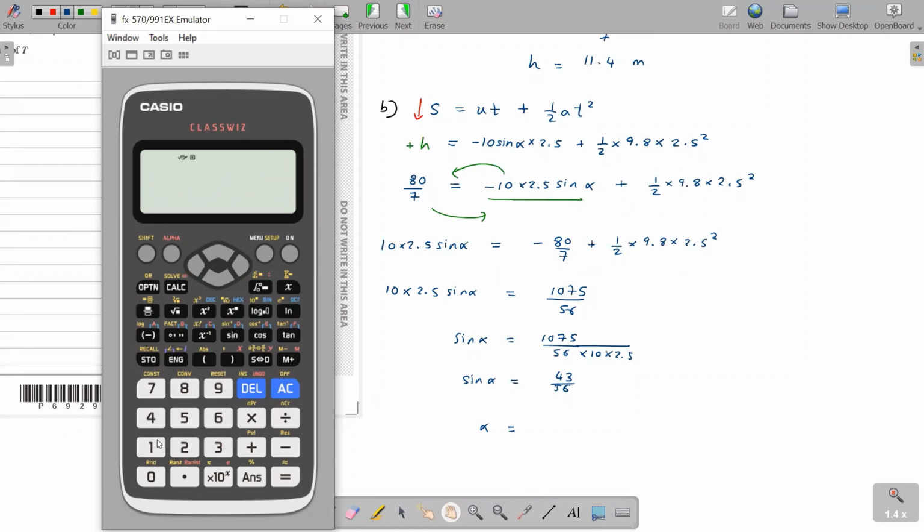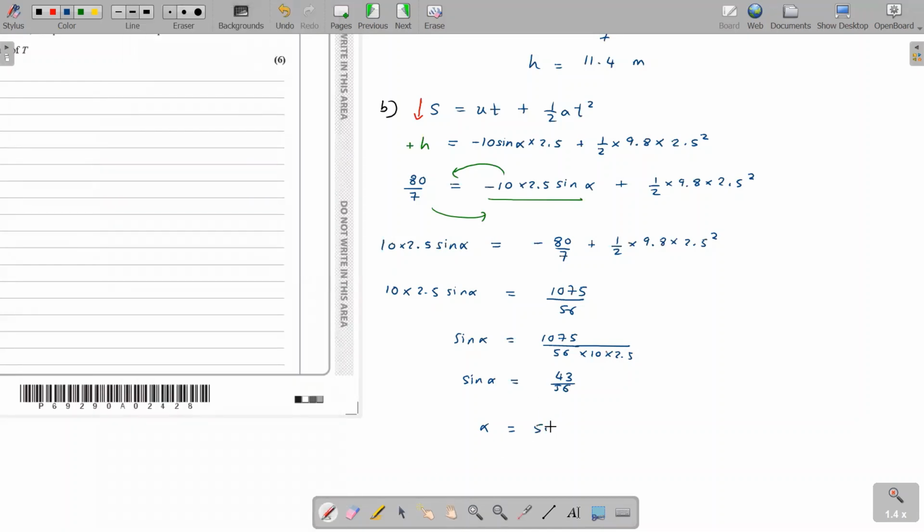So in degree mode, sine inverse of 43 divided by 56. So what do we get here? 50.1618, 50.16185. So 50.162 degrees. Is that okay?